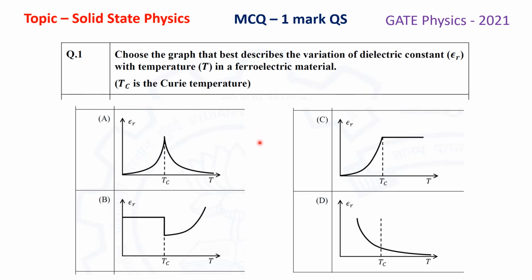So there are four graphs given. We have to identify the actual graph which describes the variation of dielectric constant of the ferroelectric material. So let us see the solution to get the proper graph for the ferroelectric material.